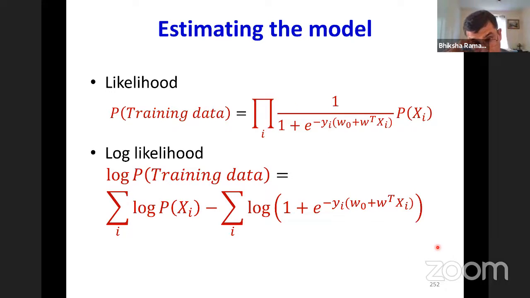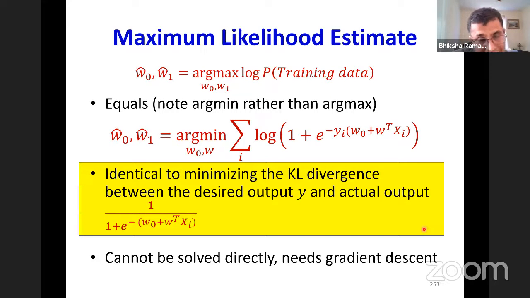And if I take the log probability of my training data, this p of x term comes out, and all I'm left with is the negative log sum over all training instances of the log of the sigmoid, which is minus sum over i of log of 1 plus e raised to minus y times the affine combination. Now, where am I getting at with all of this?